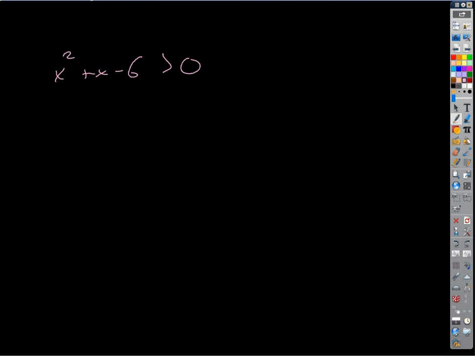But what if I complete the square? I'm going to chase the 6 to the other side, so I get x squared plus x is greater than 6. What number would I have to add to both sides to complete the square?